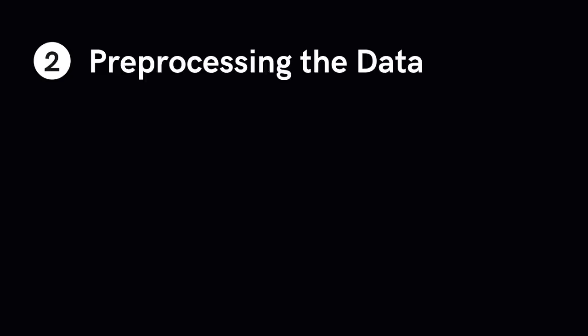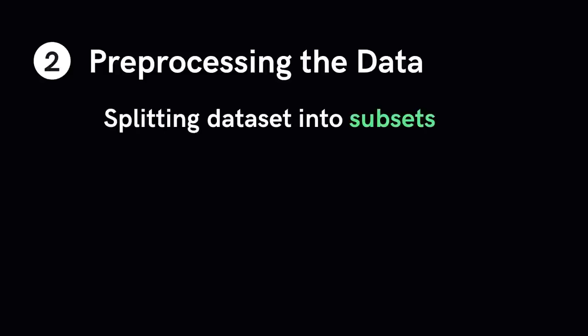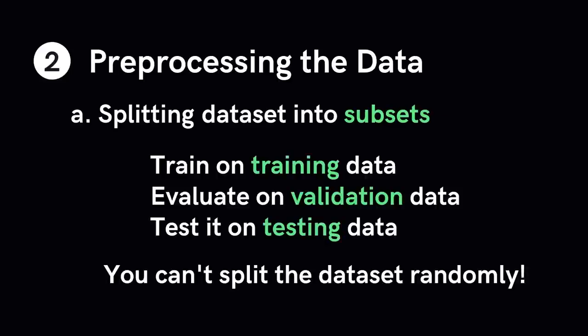After you've selected your dataset, you now need to think of how you're going to use this data. There are some common pre-processing steps that you should follow. First, splitting the dataset into subsets. In general, we usually split a dataset into 3 parts: training, testing, and validating sets. We train our models with the training set, evaluate it on the validation set, and finally, once it's ready to use, test it one last time on the testing dataset.